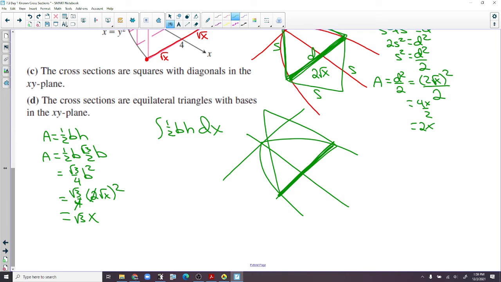These are volumes of known cross-sections. Tomorrow we'll do volumes of rotation, and then the next day, Monday, we'll do what's called the shell method. Any questions? Let's keep rolling.